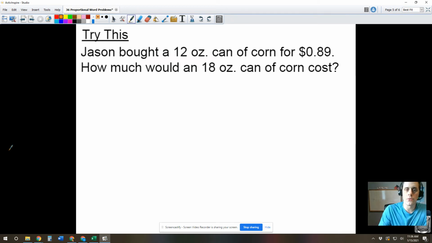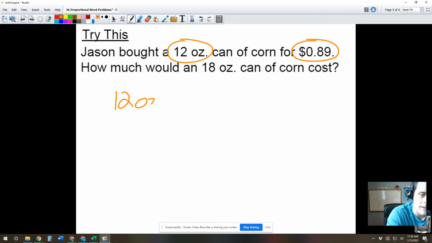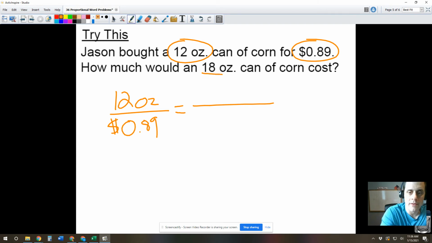All right, so our initial ratio. We know a 12-ounce can of corn costs 89 cents. So that's going to be my first ratio, 12 ounces to 89 cents. Setting up my proportion, my other value in this problem is 18 ounces. Ounces is on top of the first ratio, so my 18 ounces will be on top of my second ratio. And then we have an unknown cost for that 18-ounce can of corn on the bottom of our second ratio. I'll use the variable C.